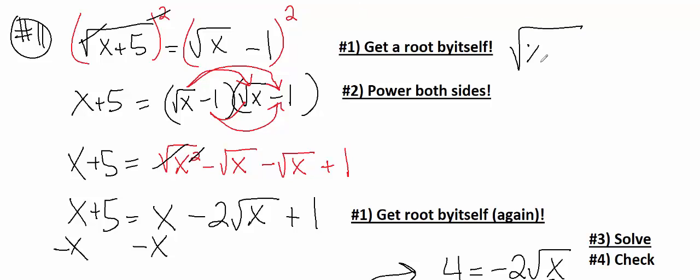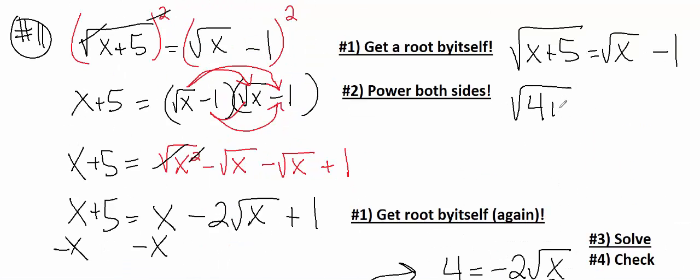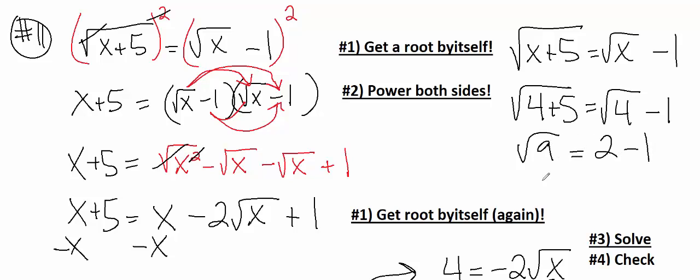Here's the original. It's root x plus 5 equals root x minus 1. And if our answer was 4, I'm going to plug 4 in. I get root 4 plus 5 equals square root of 4, minus 1. Square root of 9 equals 2 minus 1. Square root of 9 is 3. And 2 minus 1 is 1.